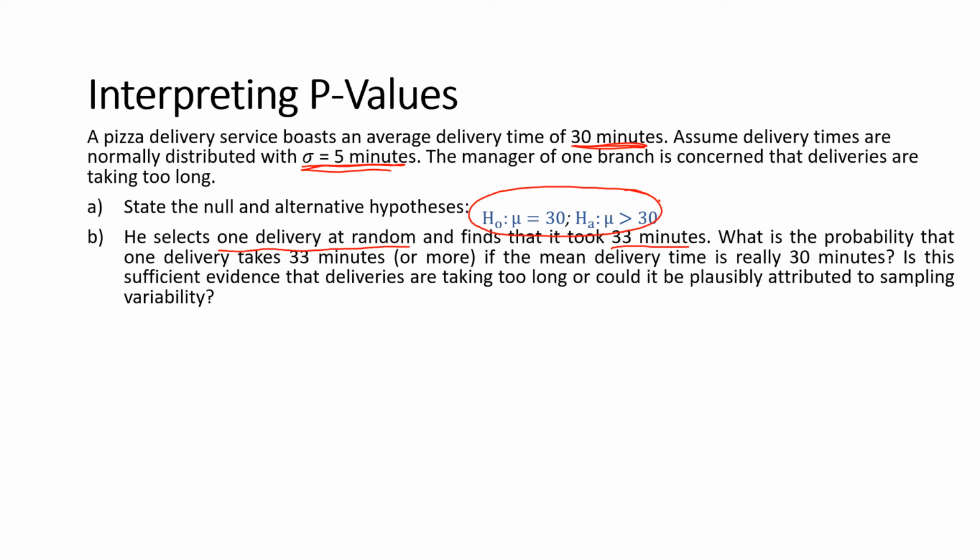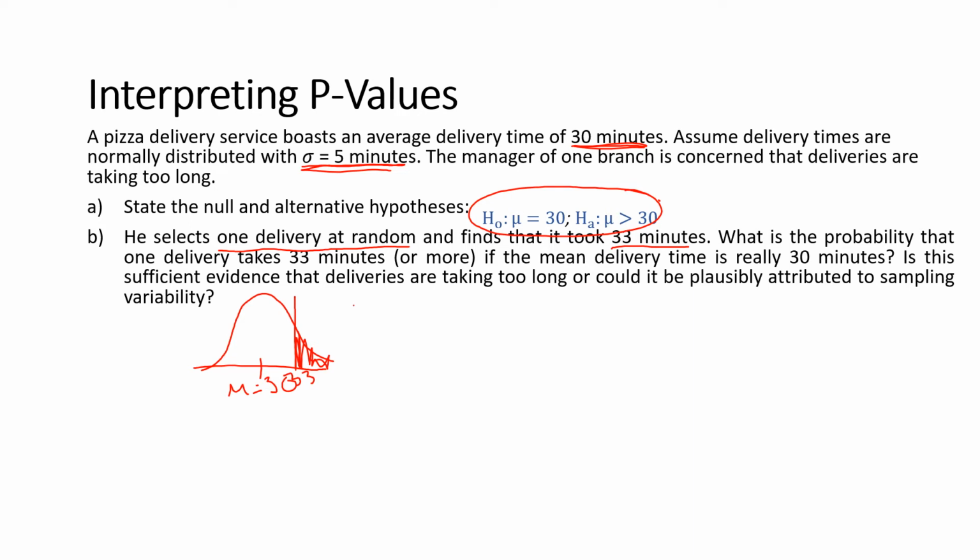It said normally distributed up here, so I'm going to draw a normal curve. And this thing is supposed to be centered at 30, right? That's our null hypothesis, that this thing actually takes 30 minutes. But this one sample wasn't 30 minutes, was it? The one sample was up here at 33. So I want to calculate the probability of that.